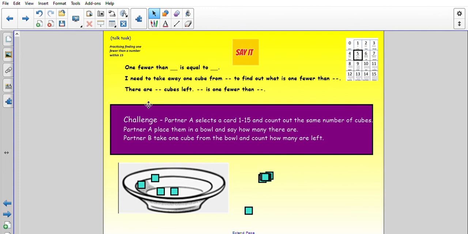Excellent job. Right, why don't you go and have a little play at having a game of choosing our number, popping in the right amount of objects, taking 1 away, and finding out what is 1 fewer.